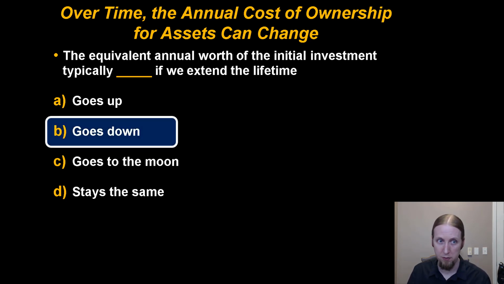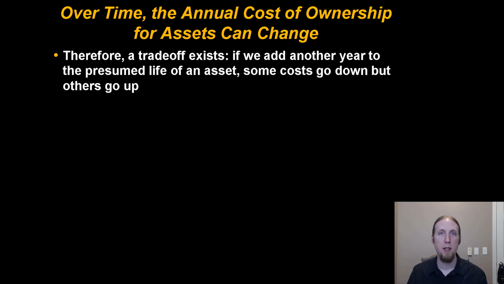It's going to go down, right? We extend the lifetime, and so the annual worth is extended over a longer number of years. So the annual worth is going to generally go down. In that case, we have a trade-off when we put those two facts together.